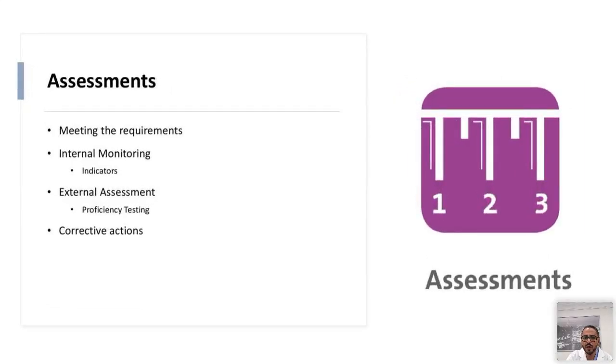Assessments, whether internal monitoring that you do on a regular basis, such as indicators within the lab, or external assessments such as PT, proficiency testing, along with their corrective actions, are used to make sure that you are meeting the preset requirements, and those requirements could be regulatory or accreditation requirements.